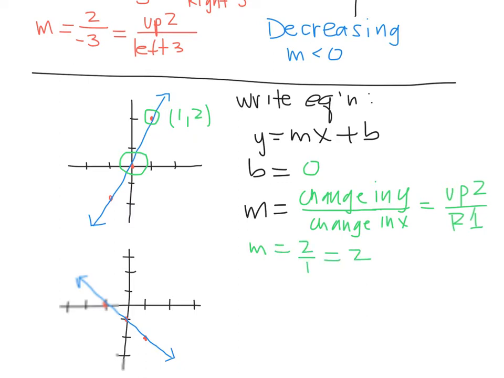All right, so for this graph, our equation is just replacing m with 2 and replacing b with 0, we get y equals 2x. All right, y equals 2x.